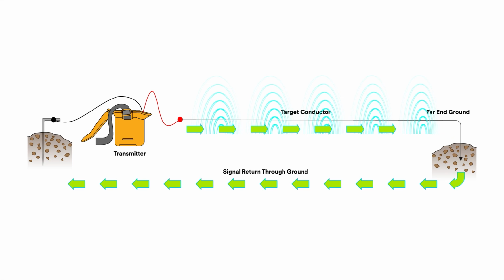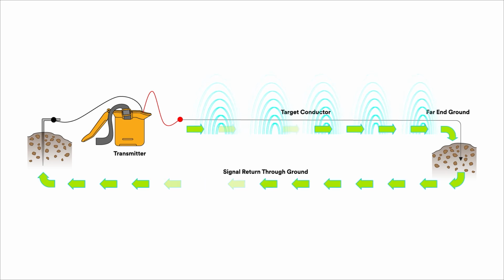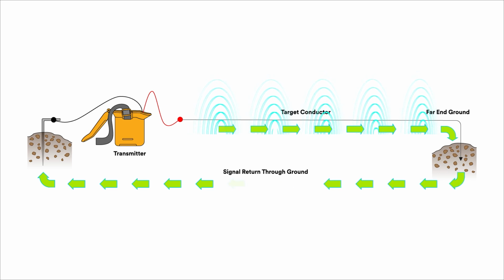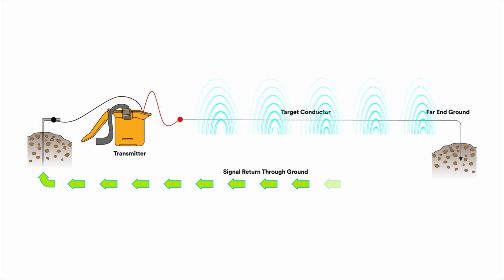When you are tracing a buried utility, the transmitter sends a signal through the target conductor. The far end of the target conductor is connected to the ground, or a grounding point. The signal then returns through the dirt back to the ground rod and the black lead of the transmitter. The signal creates an electromagnetic field around the target conductor. The receiver detects this field, allowing you to trace the path of the conductor. All locating signals use the soil for the return path of the locating circuit.